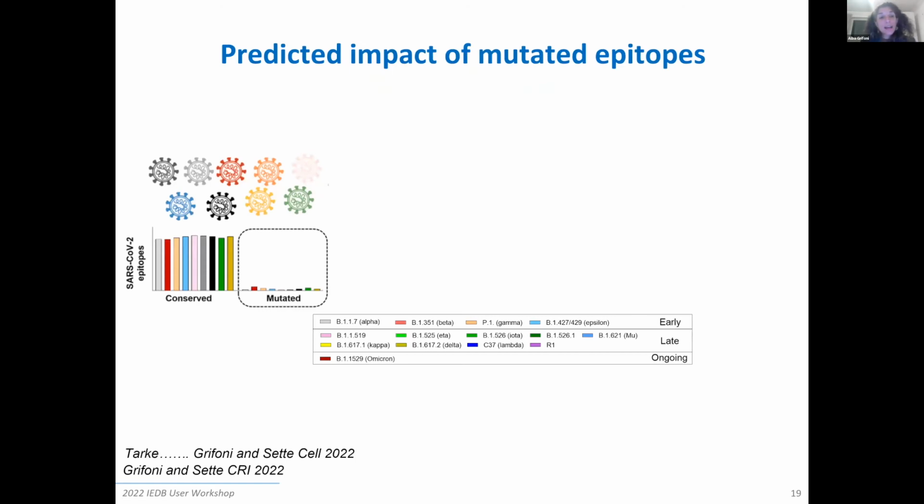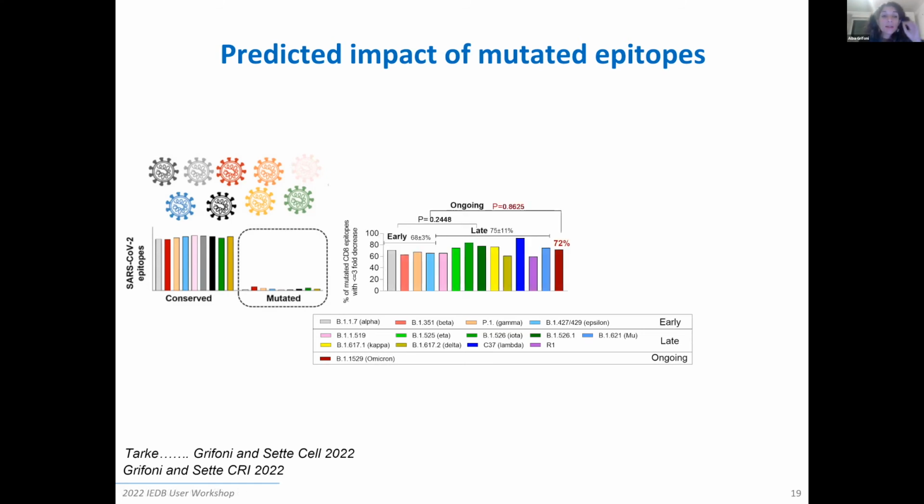So we have been using IDB, and particularly information available in the IDB, to try to understand what is the extent of the impact of the different SARS-CoV-2 variants of concern on previously identified epitopes. These studies have been done in the past 2 years, and essentially the results show that the majority of the T-cell epitopes, no matter which variant you look at, are conserved in the majority of the cases, and then there is a smaller fraction that is actually affected by the variant mutation.